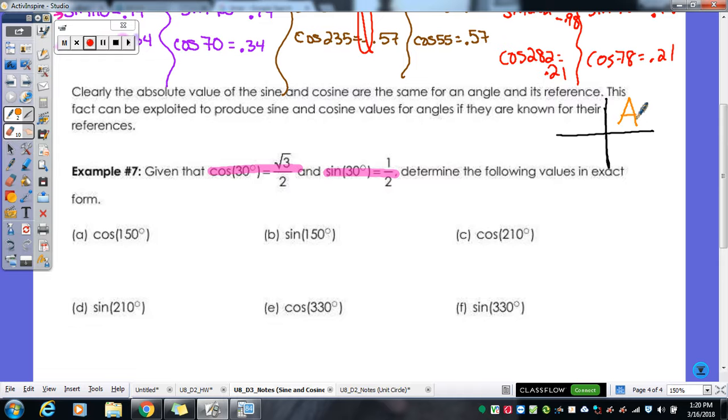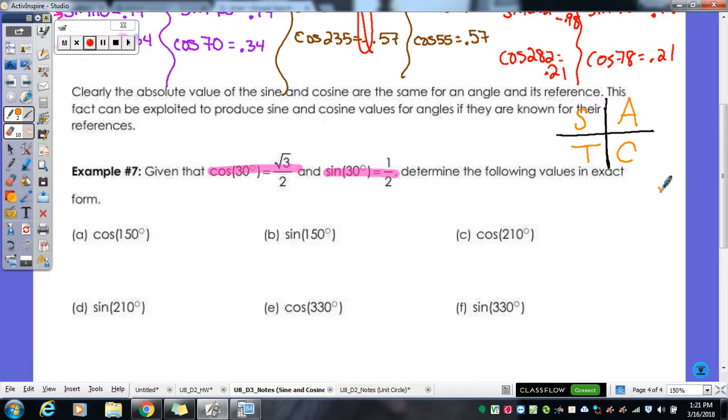If it's in quadrant 1, all of your trig functions are positive, so we put an A there because that represents all of them. In quadrant 2, only your sine is going to be positive, so we put an S there. Quadrant 3, the one we really haven't dealt with too much, is your tangent. Tangent's going to be positive in quadrant 3. And then quadrant 4 is your cosine. A means all of them are positive. So this represents the ones that are positive in that quadrant: all in quadrant 1, only sine in quadrant 2, only tangent in quadrant 3, and only cosine in quadrant 4.